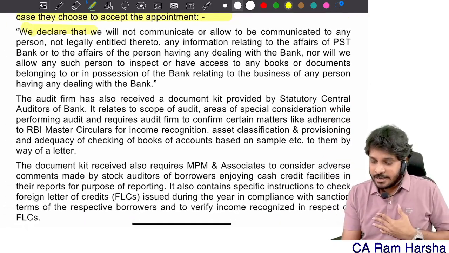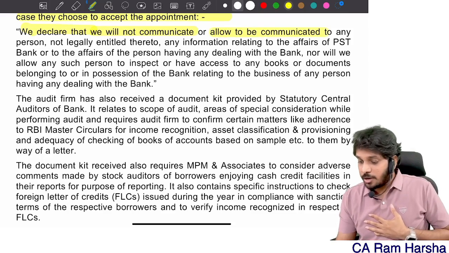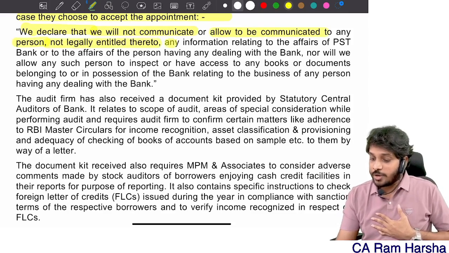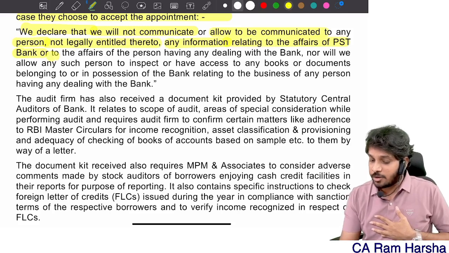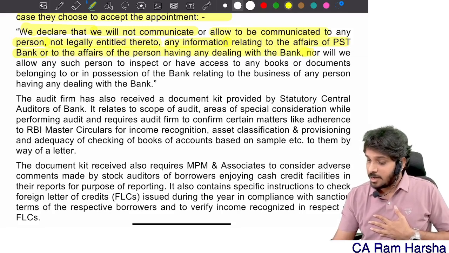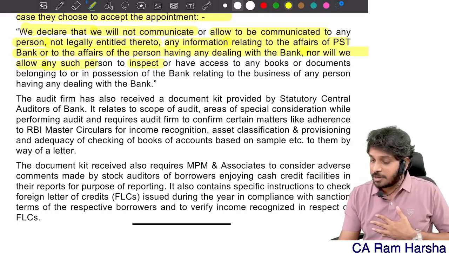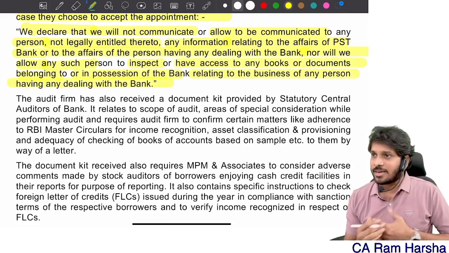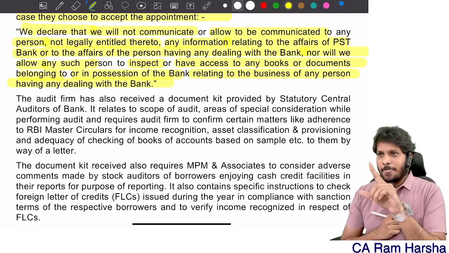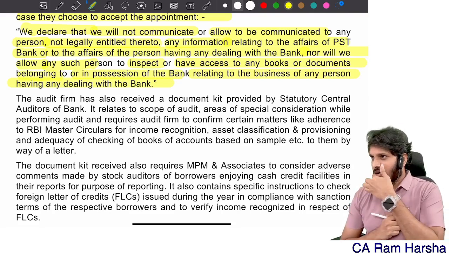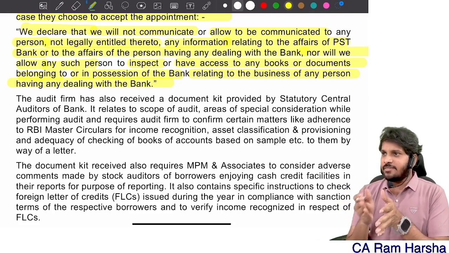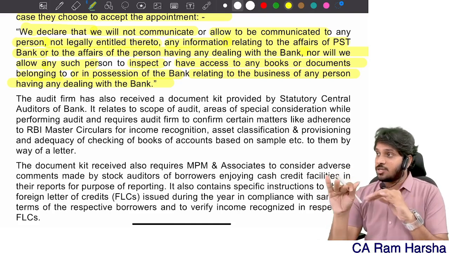We declare that we will not communicate, or allow to be communicated, to any person not legally entitled to any information relating to the affairs of PST bank or to the affairs of any person dealing with the bank, nor will we allow any person to inspect or have access to any books, documents belonging to or in possession of the bank relating to the business of banking. Confidentiality. This is a declaration of what? Confidentiality, like saying that we will not allow anybody to access these records and documents.